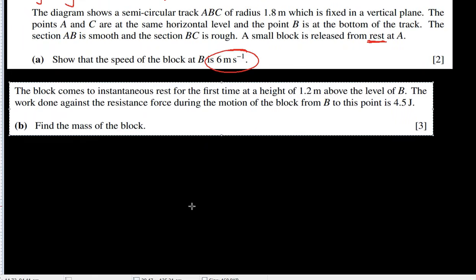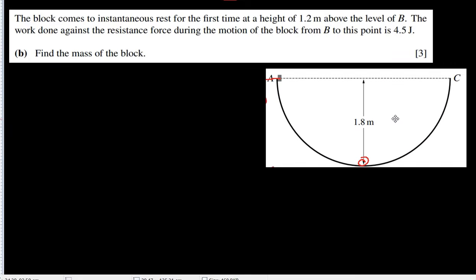The block comes to instantaneous rest for the first time at a height of 1.2 meters above the level of B. Okay, so let's get back the drawing here, and they're saying that after B it reaches a height of 1.2 meters above B. Obviously, because this surface is rough, it will not reach up to the same level. And the work done against resistance is 4.5 joules.